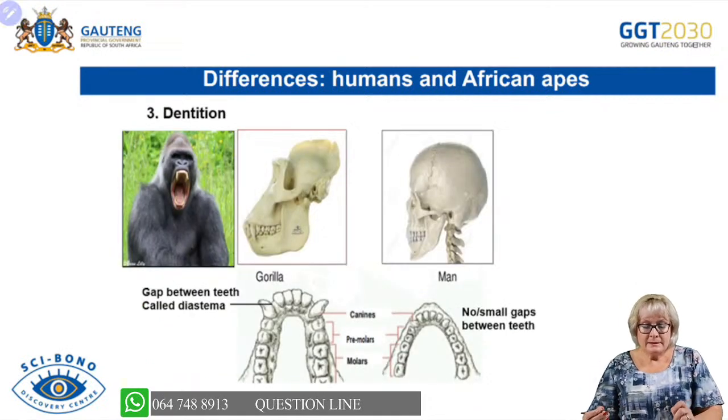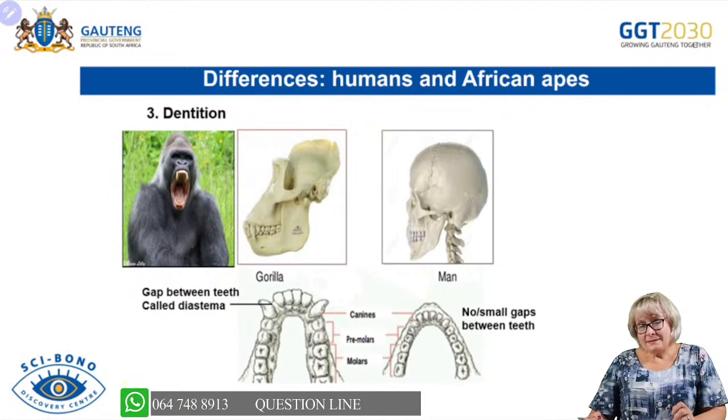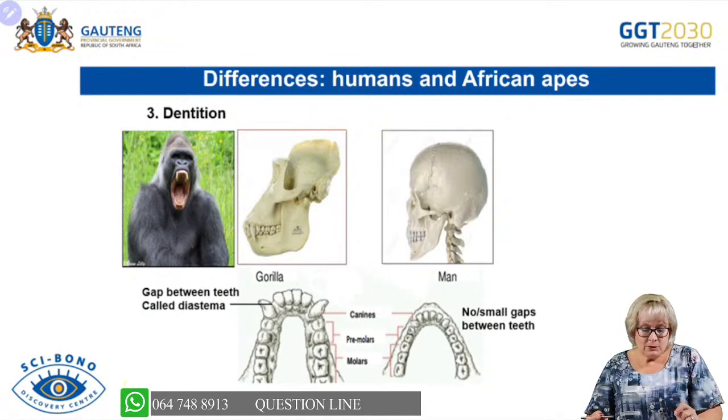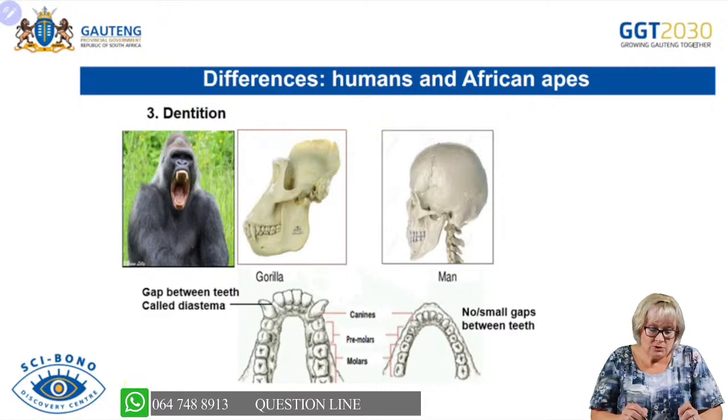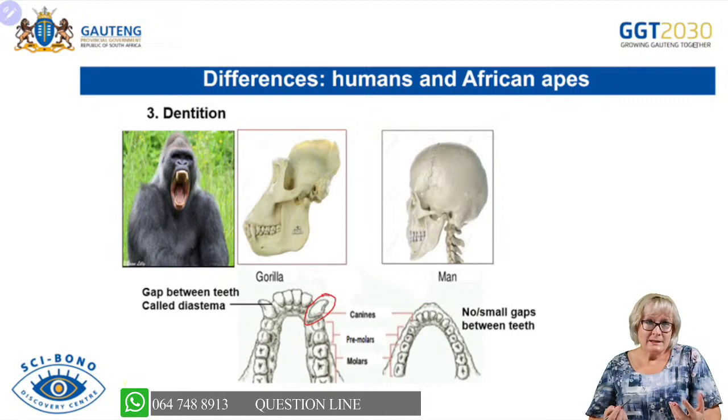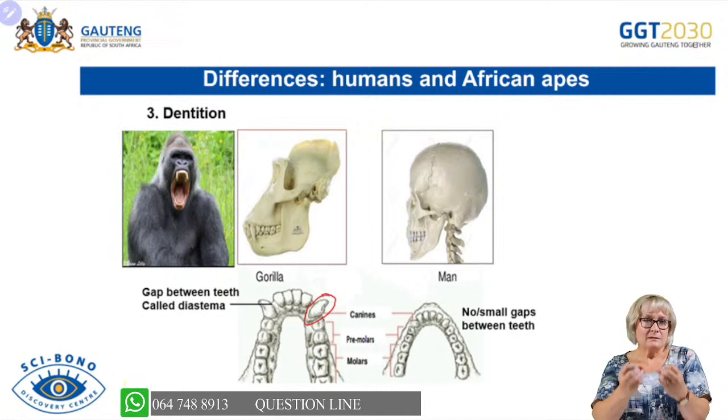Now, the next one is dentition. You have studied the different types of teeth and how they look in the human. What is important here is to look at the different types. If we look at a gorilla, what is very big, which you can see on this photo very clearly, is the canines. Our canines are actually very small. The reason for that is gorillas are still tearing their food. We don't do that because we have evolved.